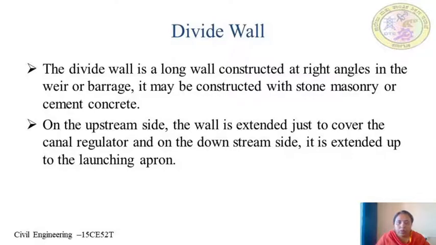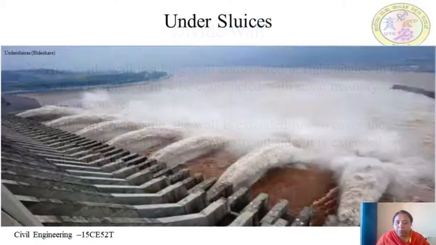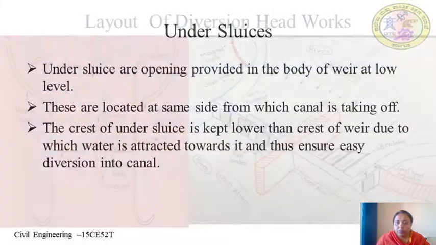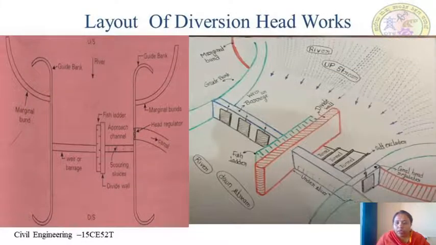So a divide wall is nothing but, as you can see in the previous image here, this is the divide wall. It is a long masonry or concrete wall or an embankment protected on all sides with the help of stone or concrete blocks, which is constructed at right angles to the axis of the weir to separate the undersluices from the rest of the weir. And if two canals take off, one on either side of the river, then two divide walls are required, one on each side.